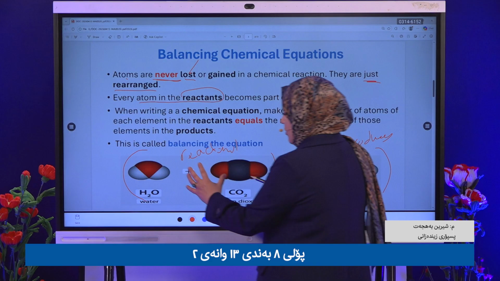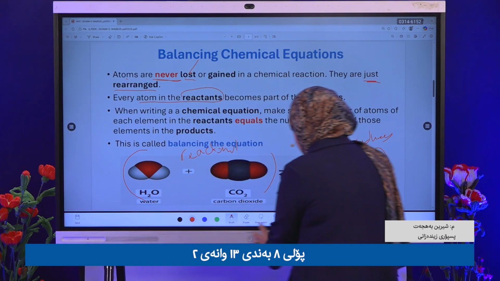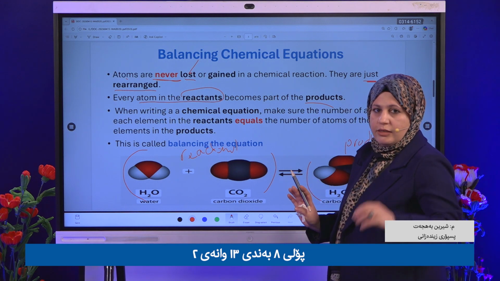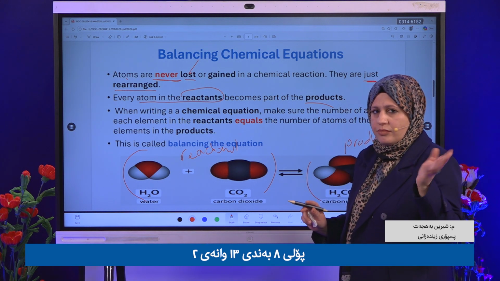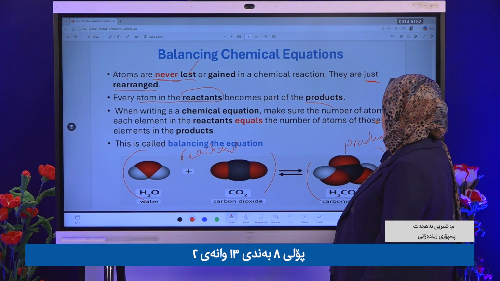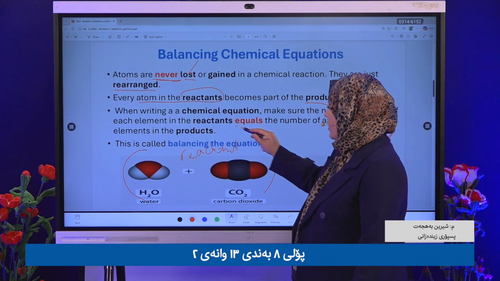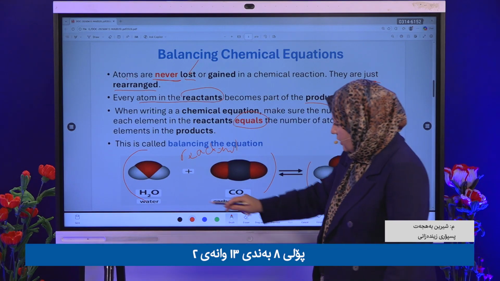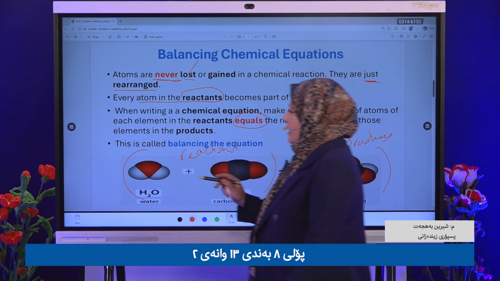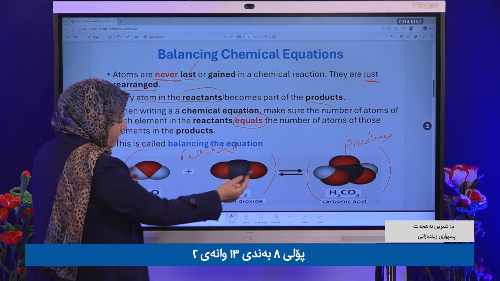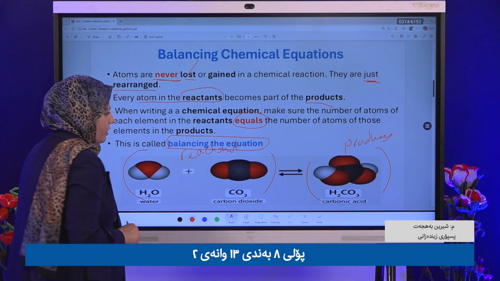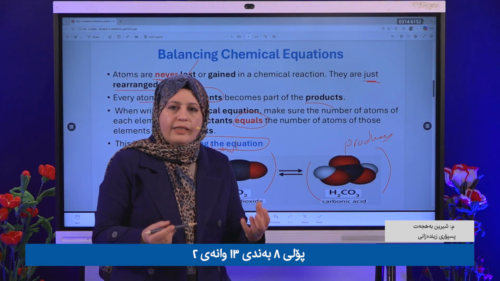That means the number of atoms present here should be the same as the number of atoms present here. Clear? Atoms are never lost. Again, when writing a chemical equation, make sure that the number of atoms of each element is equal on both sides. When you write it, you should know it is equal. This is called balancing the equation.